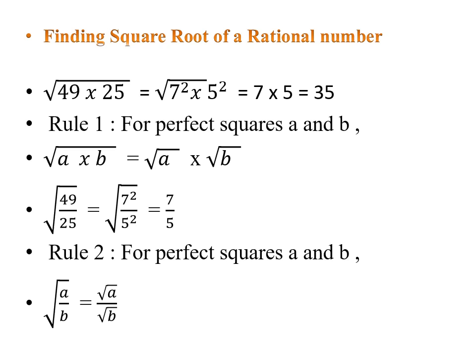See the second example. It is in rational number form. Square root of 49 upon 25 means square root of 7 square upon square root of 5 square. That gives you 7 upon 5. So rule 2 says for the perfect squares a and b, square root of a upon b is equal to individually square root of a upon square root of b.